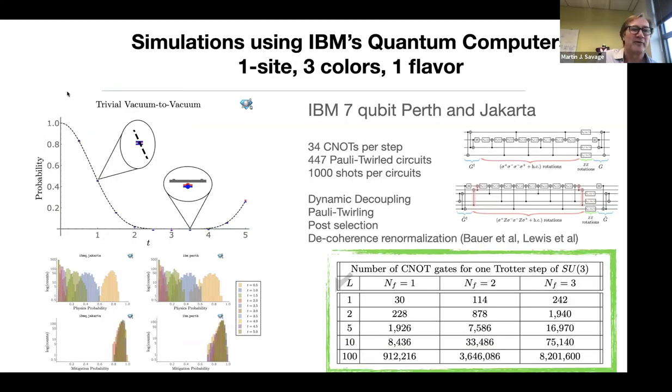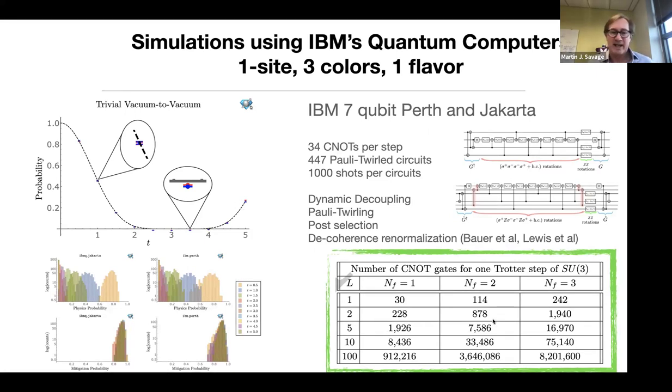So the results we got for the vacuum to vacuum persistence amplitude at that time, a very small simulation, 7 qubits. But with the error mitigation at the time, we were able to recover with high precision the persistence amplitudes, the time dependence. Again, Pauli twirling played an important role. We were able to make then estimates of what the expected gate counts would be in SU(3). These are off now, as we understand now how to reduce these costs substantially.